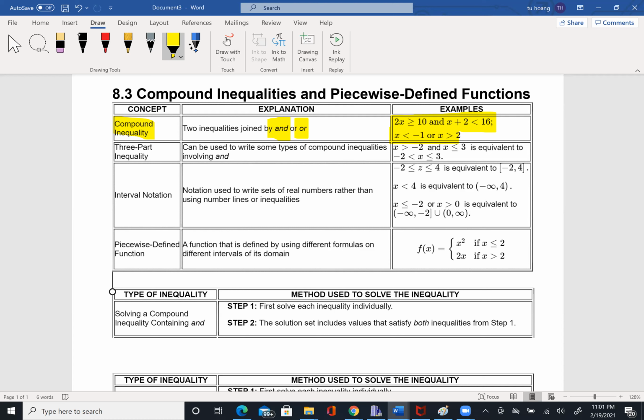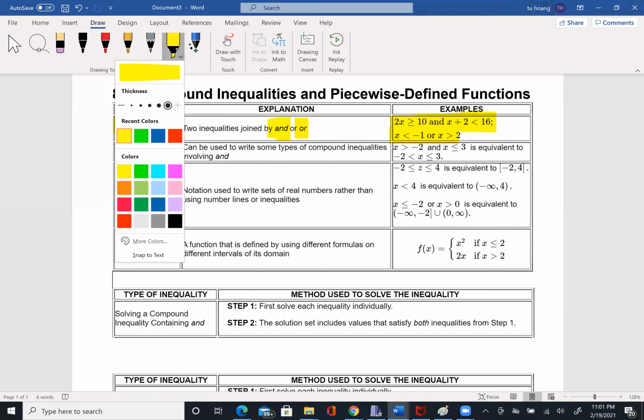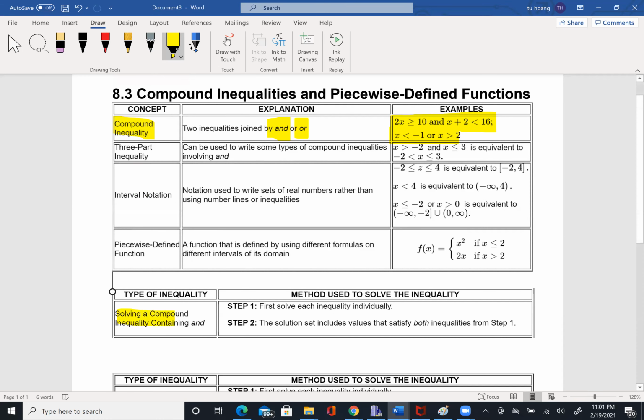In order to solve compound inequalities containing "and", you need to follow two steps. First, you solve each inequality individually, and second, the solution set includes values that satisfy both inequalities from step one. So let's see an example and see what happens.